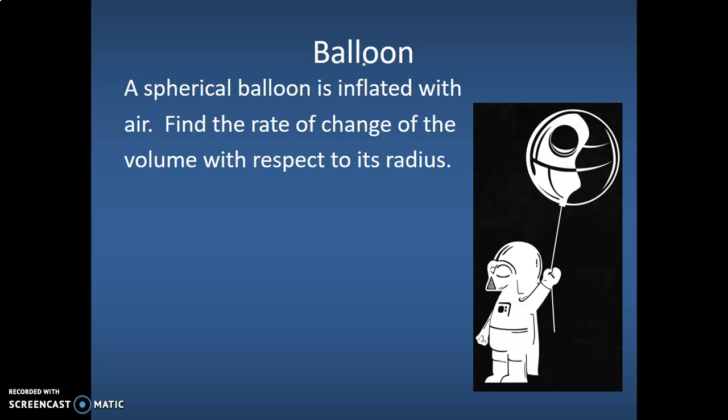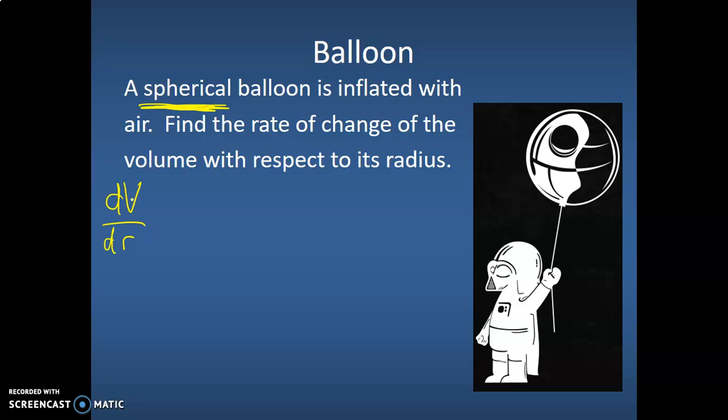So the first example we're going to look at is a balloon. We're going to assume that it's a spherical balloon and it's being inflated, so it's being blown up. And we want to find the rate of change of the volume with respect to the radius. This is what we're trying to find, dV dr.